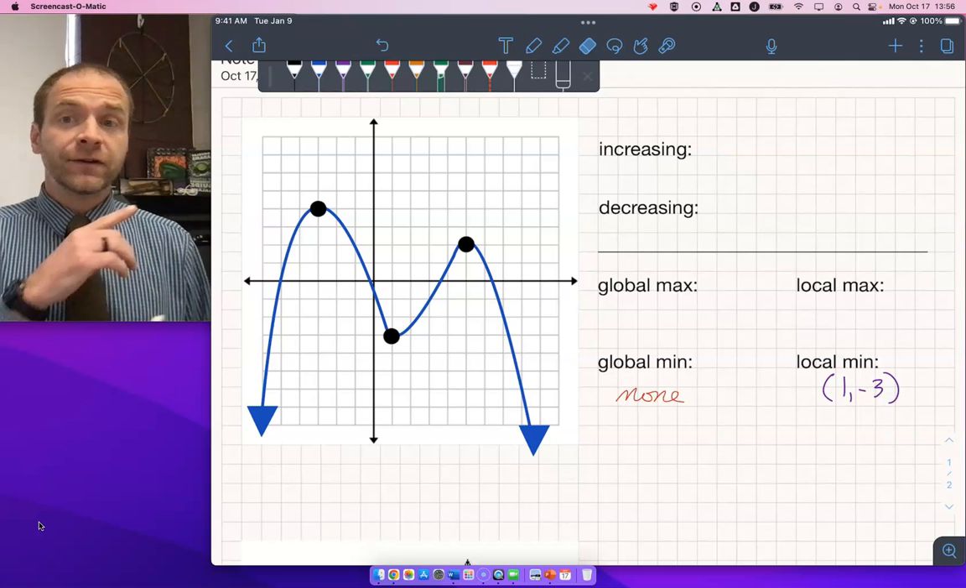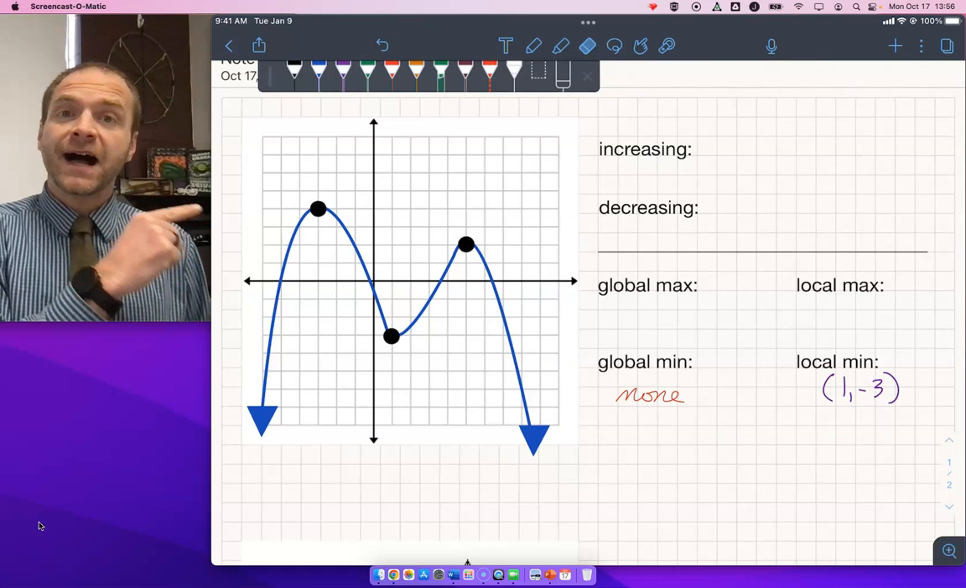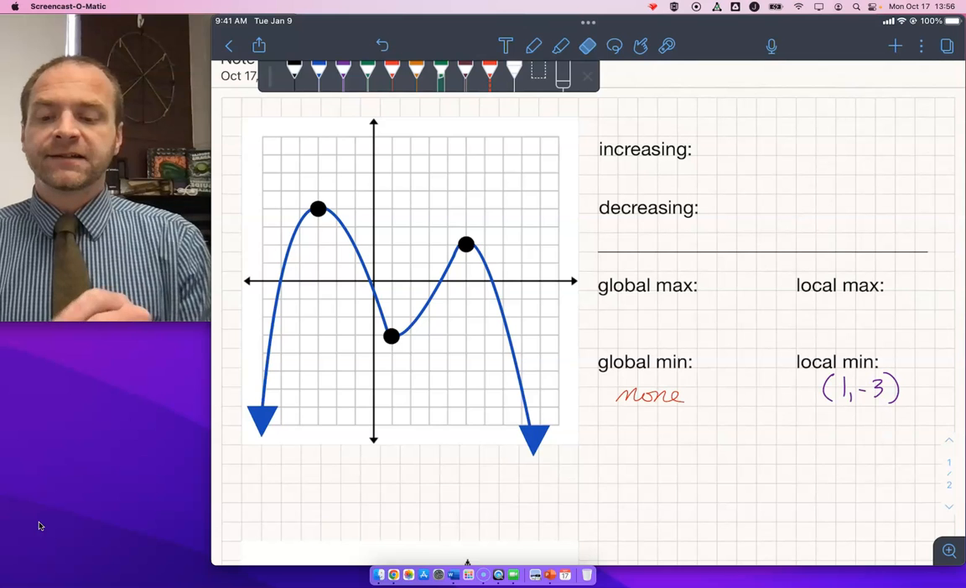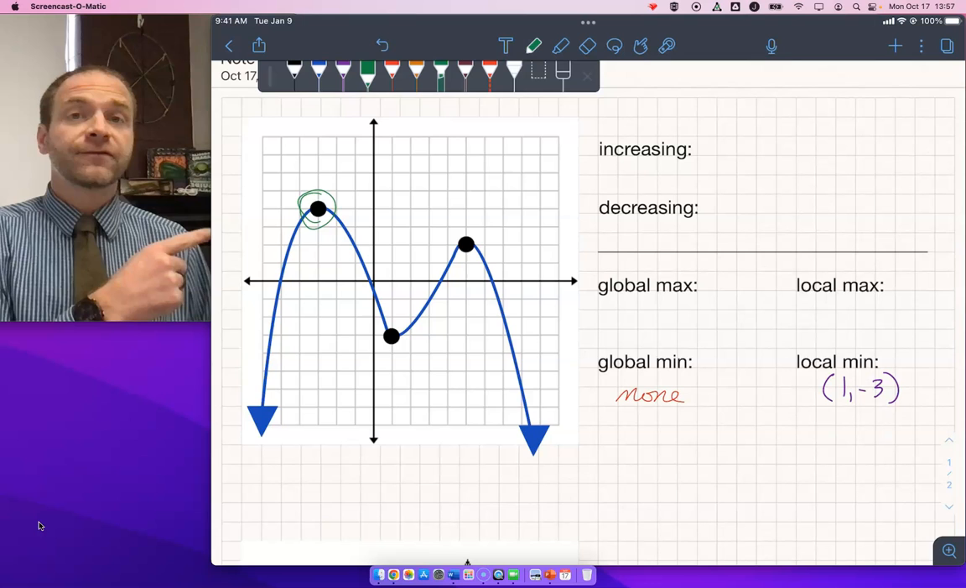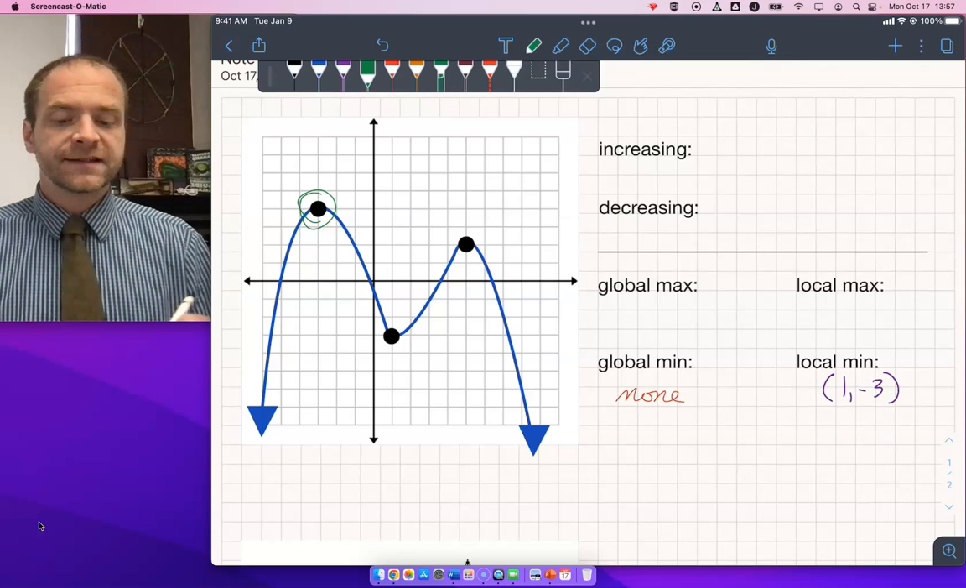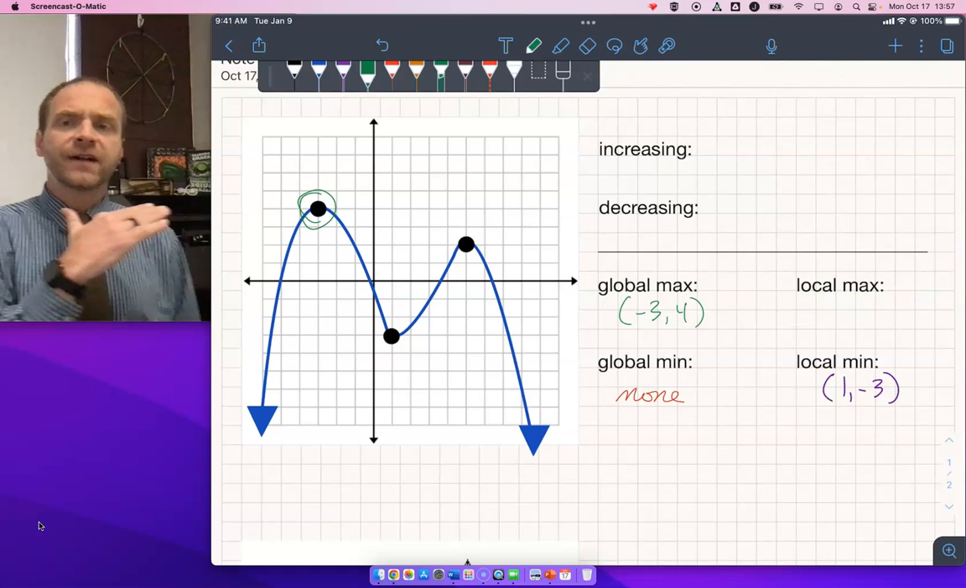Now if you look at it right here, there is a global max, because there is an absolute highest point it hits. It does not go beyond that height right there. And that looks like it is 4. So it looks like the coordinate is (-3, 4). That's for a global max. That is the absolute highest it goes.